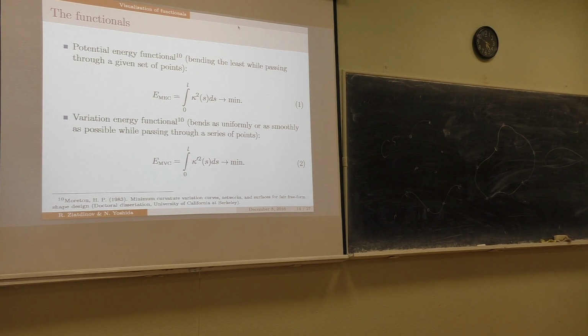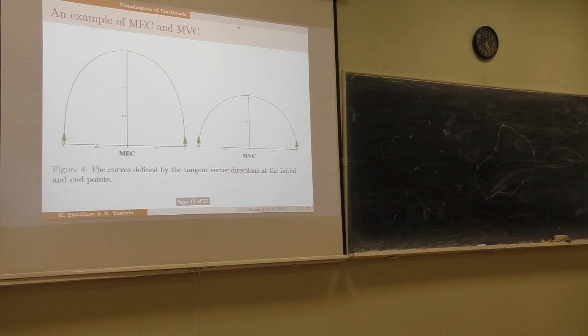In geometric modeling, we use some other functionals, especially for surfaces and space curves. If you're interested, you can refer to the work of Morton. Professor Sequin from California University was his advisor, so you can find it in this dissertation. This is an example of a minimal energy curve, and this is an example of a minimum variation curve. All of them are defined by the same direction of tangent vectors at the initial and final point.